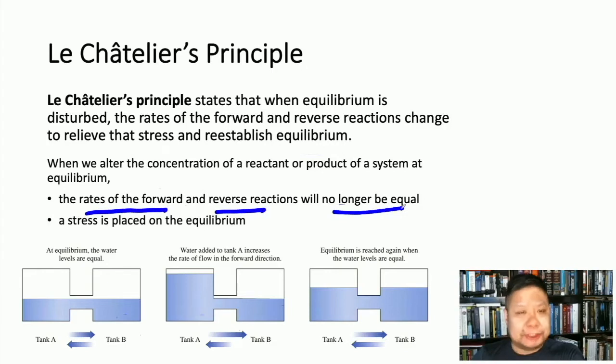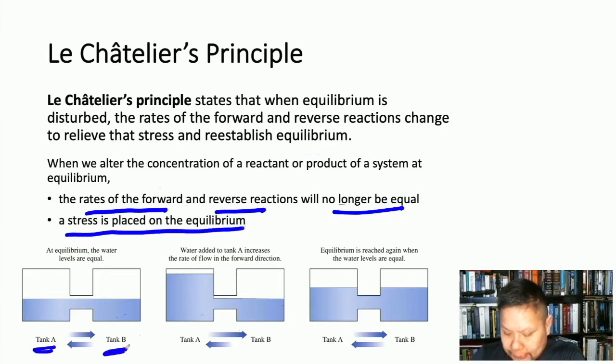They won't be that same shape that you saw in the acid-base equilibrium graph that we showed in the previous slide, right? So that means that there's stress placed on the system. So this is just a very simple analogy here. We have tank A, let's say that's the reactants, and tank B, that's the products. And right now, they're in equilibrium, right? Because the tanks are both at equal level.